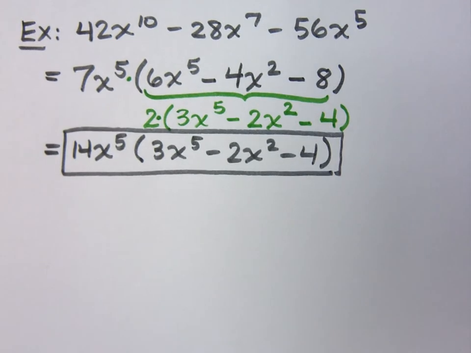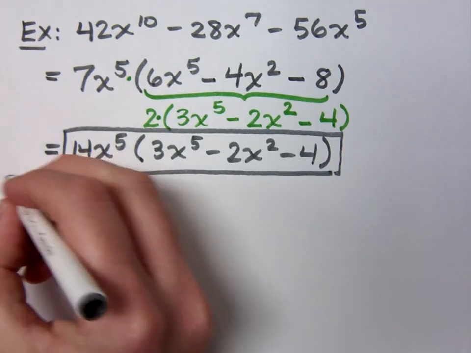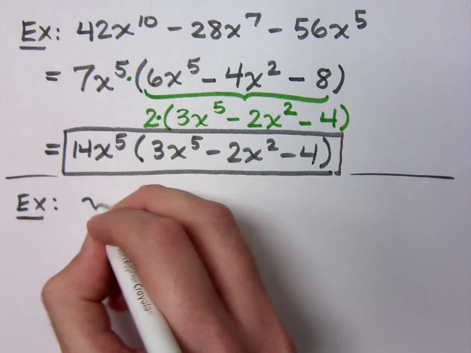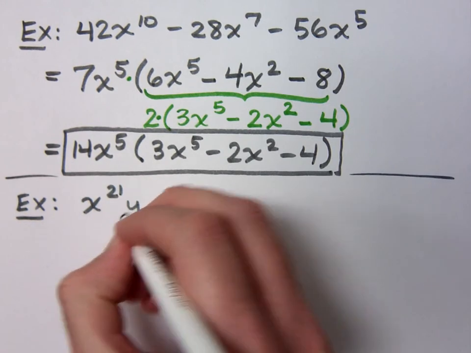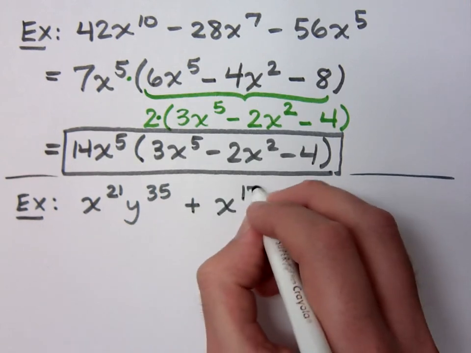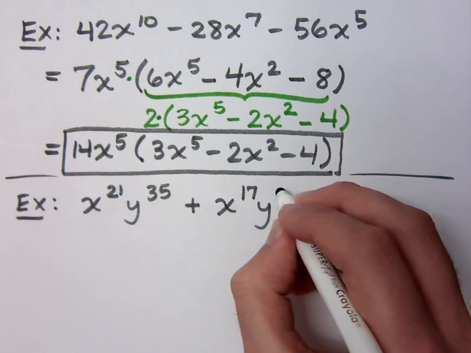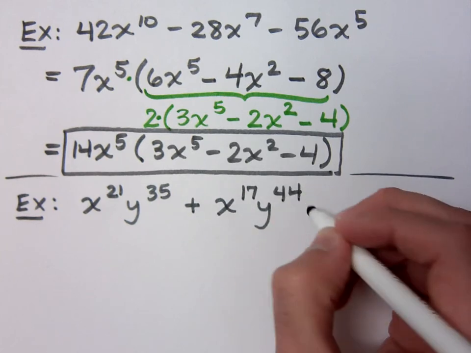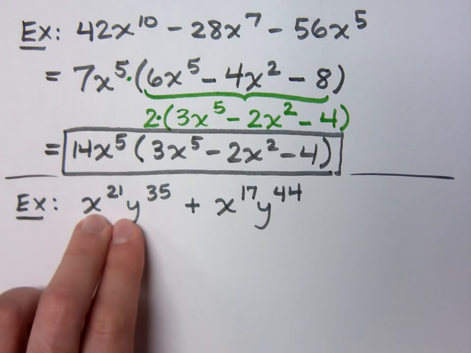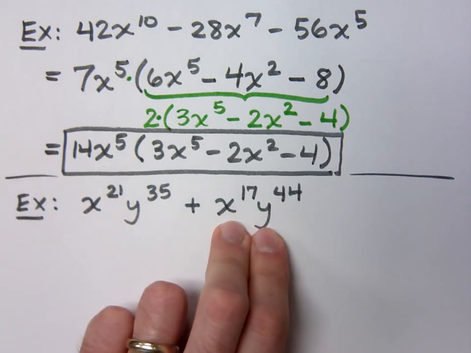Okay, let's keep going with these, see if we can identify the GCF in each of these examples. Now this always seems to be a tough question. So let's see what you guys can do with this. x to the 21st, y to the 35th, plus x to the 17th, y to the 44th. How many terms do I have? I have 2 terms, right? These guys are stuck together as one term. These guys are stuck together as my second term.